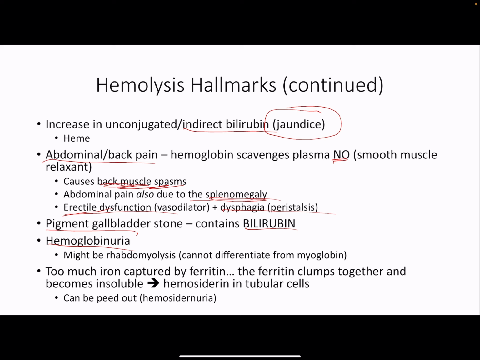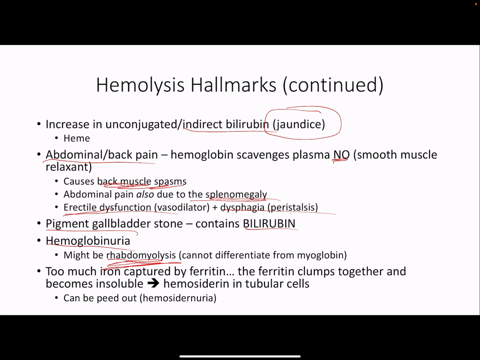Often, though, a urine dipstick cannot differentiate between myoglobin and hemoglobin. So sometimes it's unclear if it's rhabdomyolysis. You might have to look at other features, like is there jaundice, are they anemic, to differentiate these two.